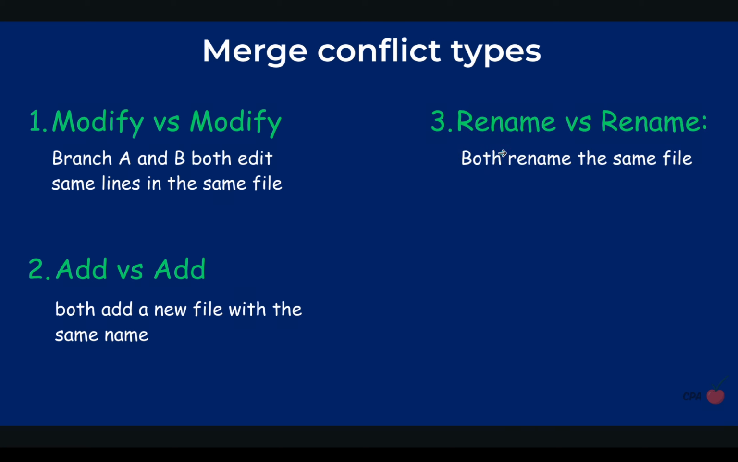Another type of merge conflict happens when both branches rename the same file. In this case, Git sees the same file content but two different names. And again, it doesn't know which file name it needs to keep, and it asks the user to make a decision.